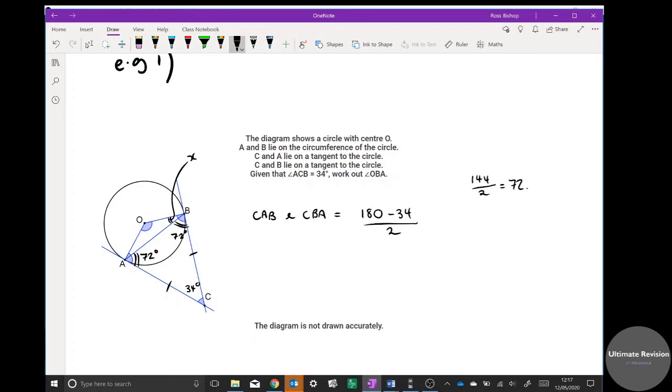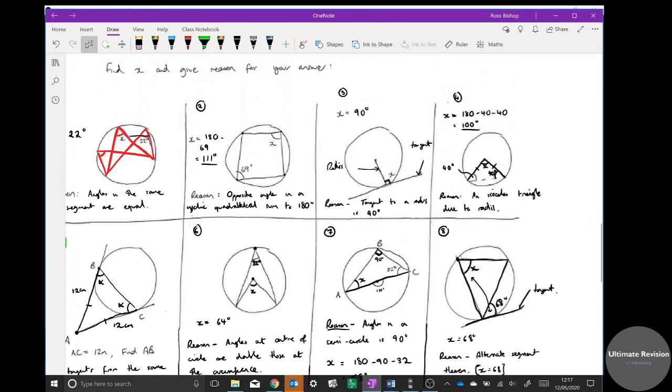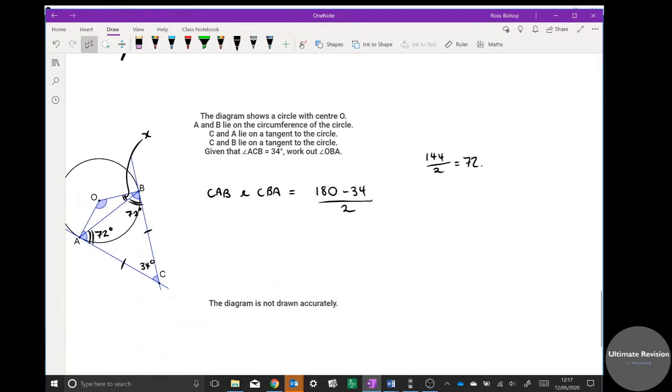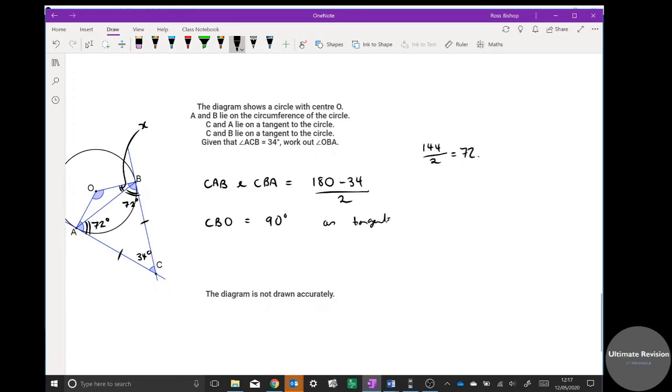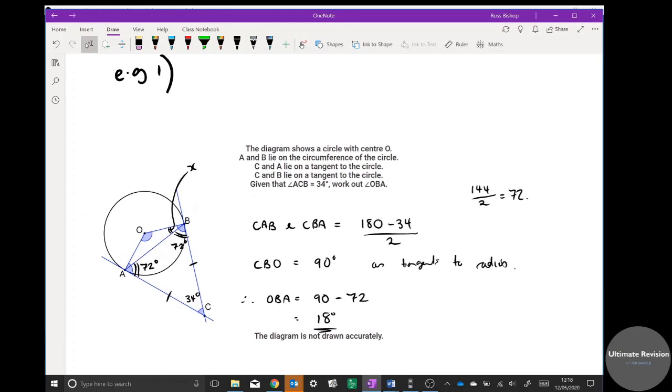I also know that a tangent to a radius, number 3 this time, is 90 degrees. Okay, so I know that CBO must be 90 degrees as tangent to radius. Therefore, OBA must equal 90 minus 72, 18 degrees. Okay, so that angle there must be 18 degrees. Okay, right, I'm only going to do one. That's a toughish example, to be honest.